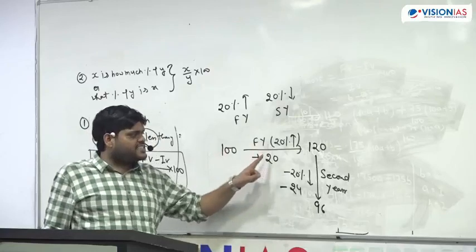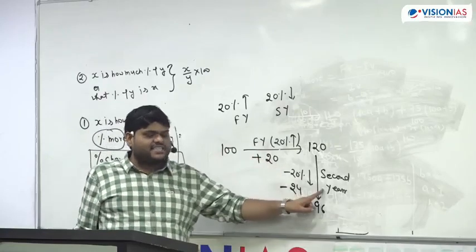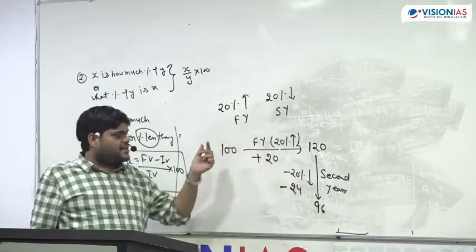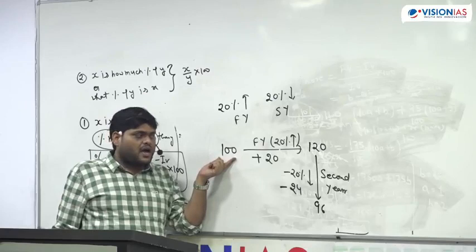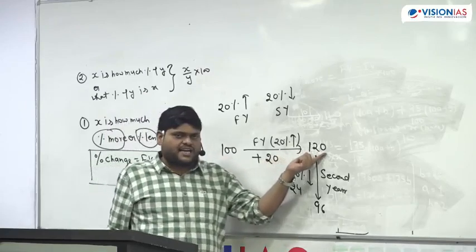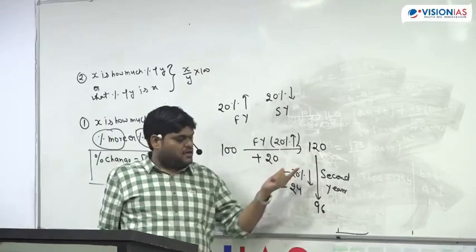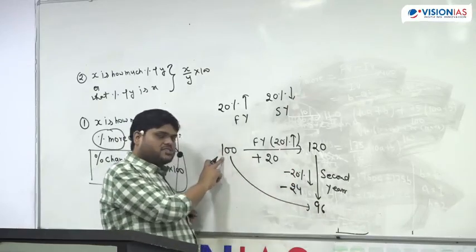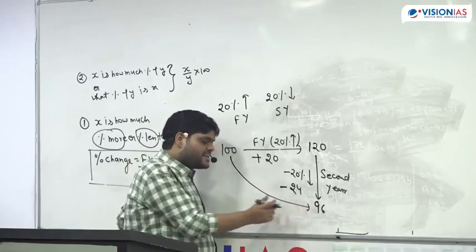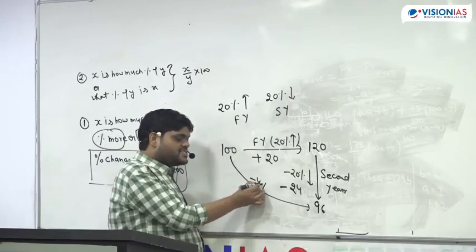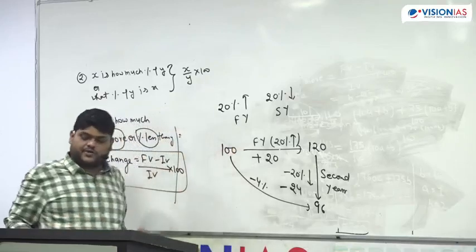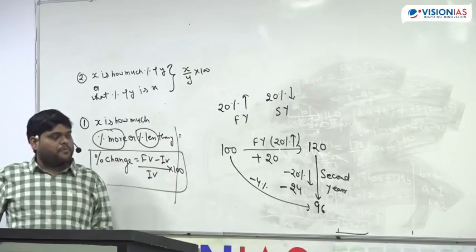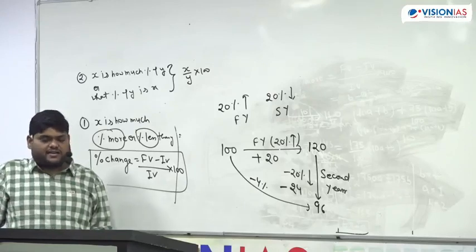So you can see that successively we are increasing 20%, then decreasing 20%. When you are increasing 20%, the base was 100. When you are decreasing 20%, the base was 120. So now the overall change is, anything was 100, now that becomes 96. That means there is a 4% decrement.